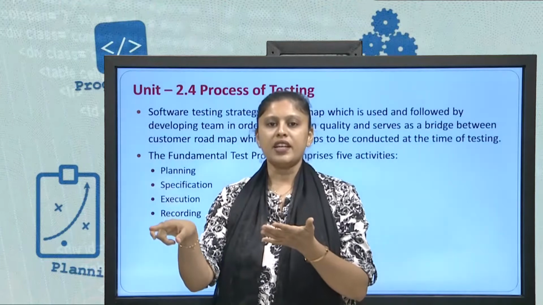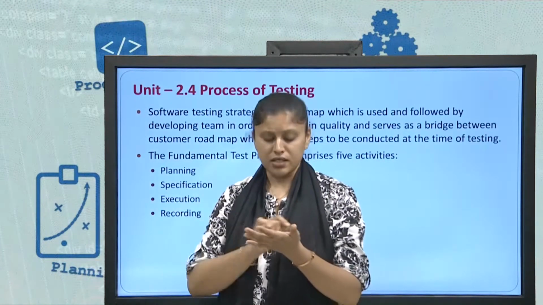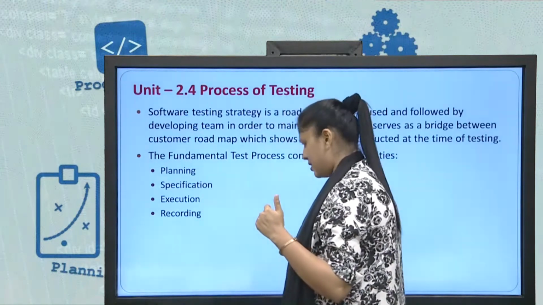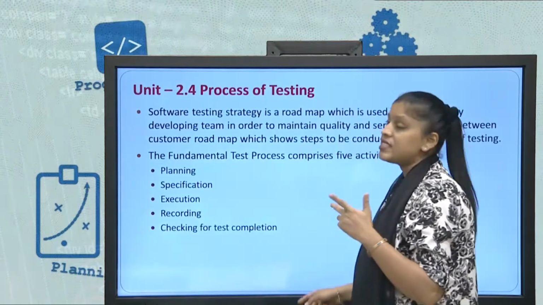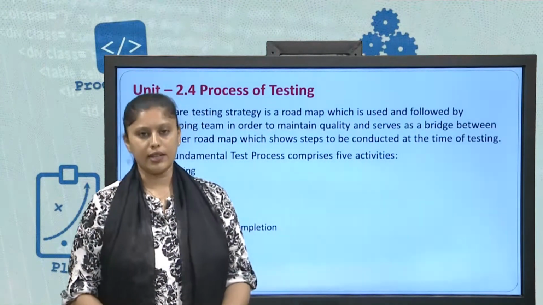Next, I start with test number 2. This is the result with that. Next, I start with test 3. This is the result of it. We keep a record of it. And lastly is checking for test completion. Then it turns up to the completion of your particular testing technique.